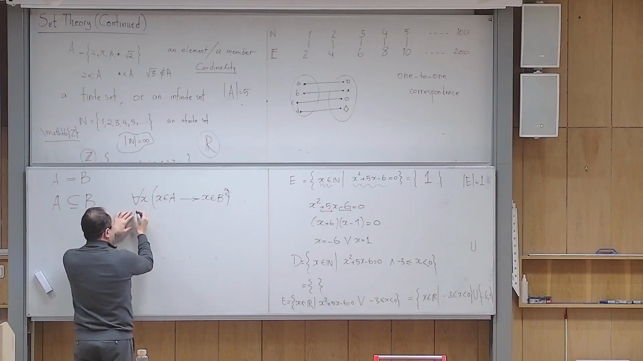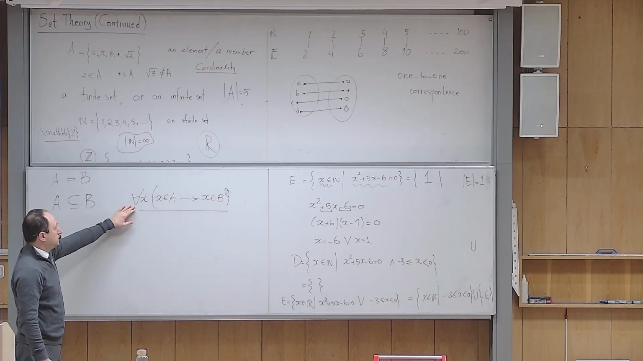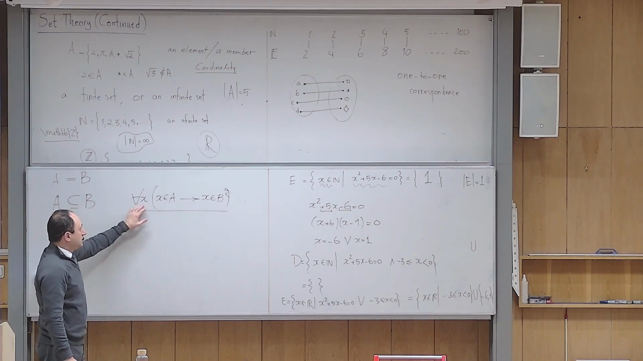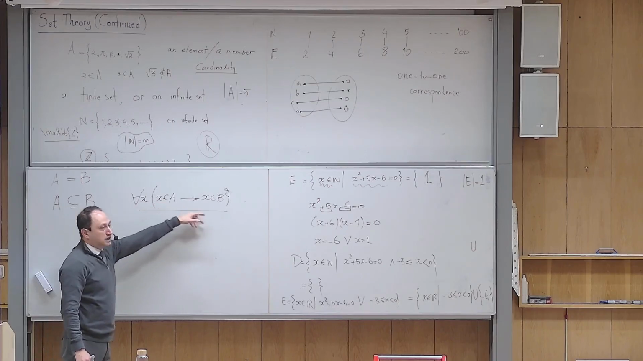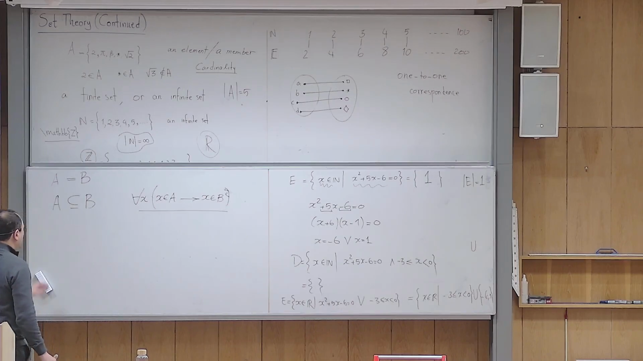These kinds of symbols, you don't see them in the book, but they are not hard to understand. This upside down A means for all. And then, of course, this means implies. For all x, if x belongs to A, then x belongs to B. That's the definition of A subset of B. Okay.